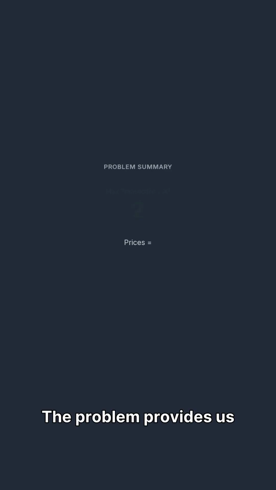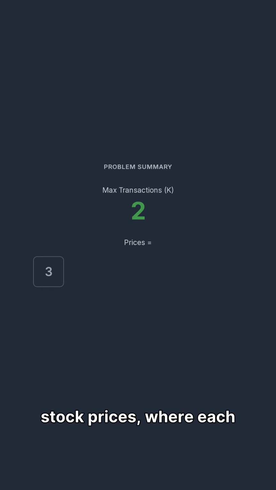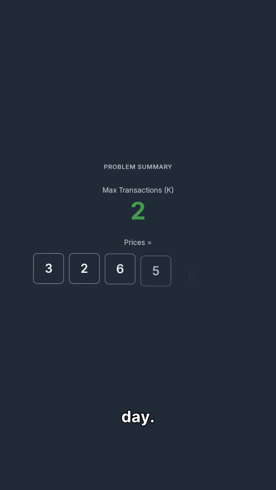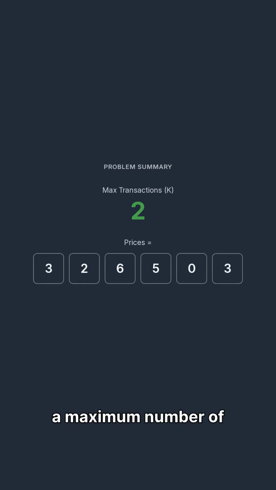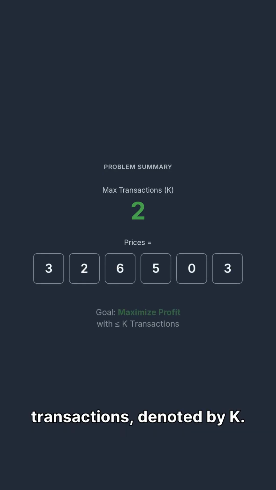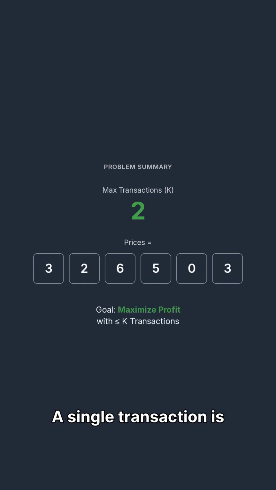The problem provides us with a list of stock prices, where each price represents a different day. We are also given a maximum number of transactions, denoted by K. A single transaction is defined as one buy action followed by one sell action. It's crucial to remember that you cannot buy a new stock while you are currently holding one. Our task is to determine the best total profit we can possibly make. For our specific example, K is set to 2, meaning we must find the best profit from at most 2 transactions.